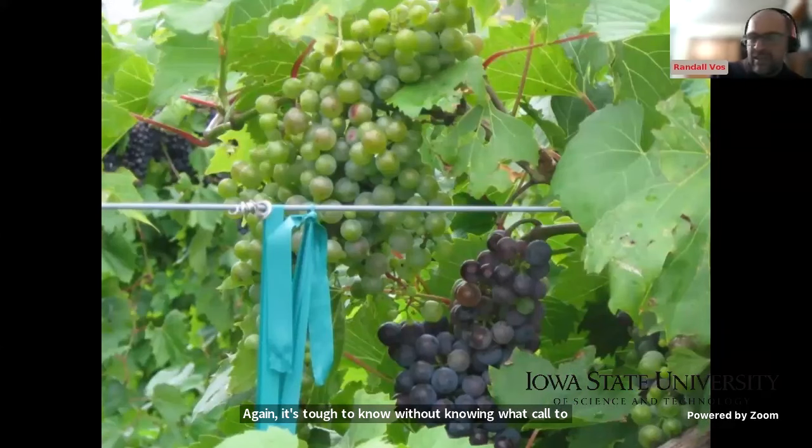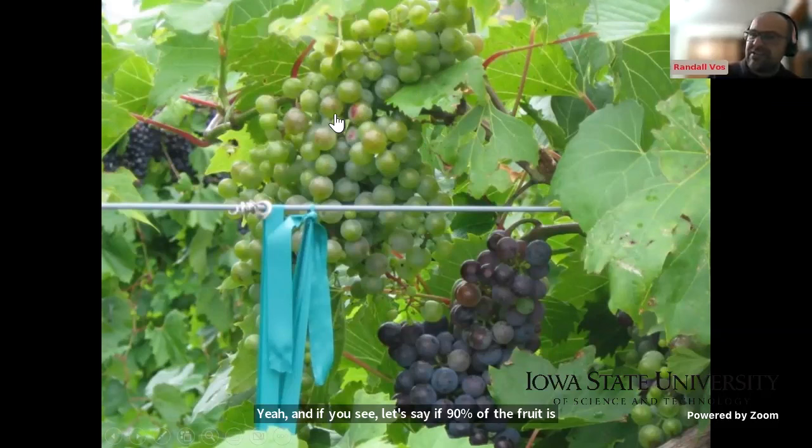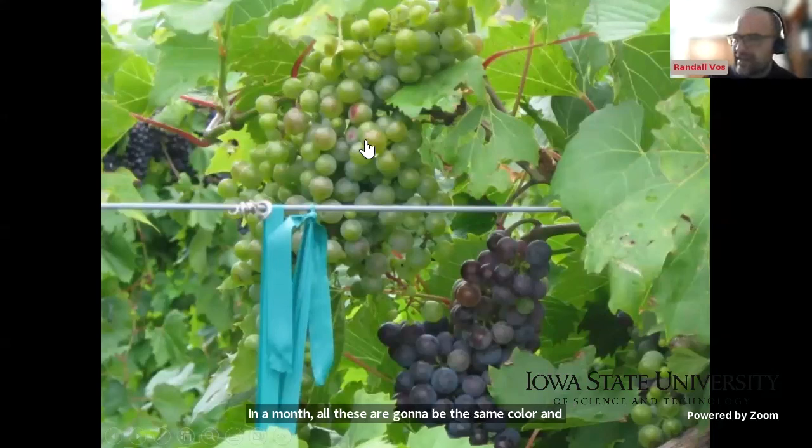One other time some people consider thinning is at veraison, and veraison is when the grapes soften and turn color. Sometimes people will do what's called a green harvest. Let's say 90% of the fruit is turning color and you have a few very green clusters. If you have the time, you might thin those green ones off because they're obviously delayed in ripening. In a month, all these are going to be the same color, and I'm not going to be able to tell which one of these is way behind in ripening.